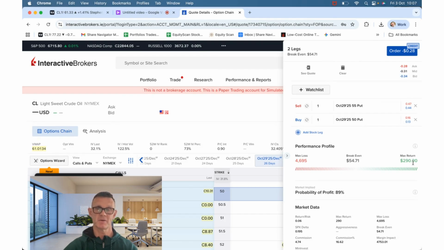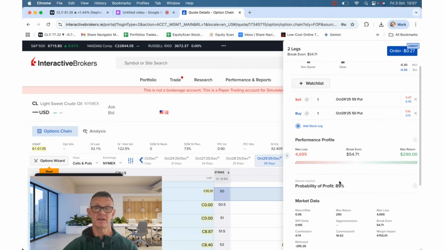So in this case, we could only make $300, but we know exactly what we could lose on this main contract. So we couldn't lose a massive amount of money. We'd lose 4,500. But again, our probability is 89% on that. So if you wanted to reduce your risk on that, you could by buying a put option underneath. So that's just a number of different ways.